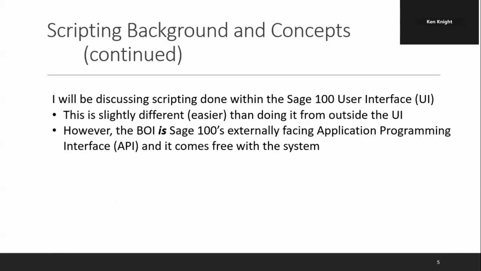But what they didn't do, and what I want to make sure you walk away with from today's session, is that the business object interface is Sage 100's externally facing application programming interface, or API, and it comes free with the system. So if you ever engage with a developer and they say, hey, we want to use Sage 100's API, it is this business object interface programming.